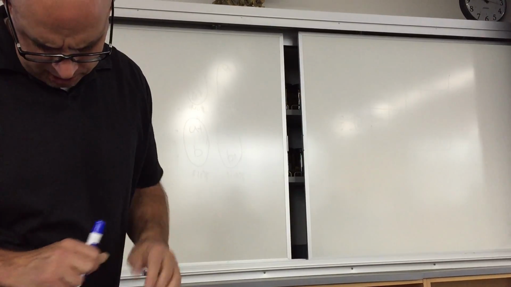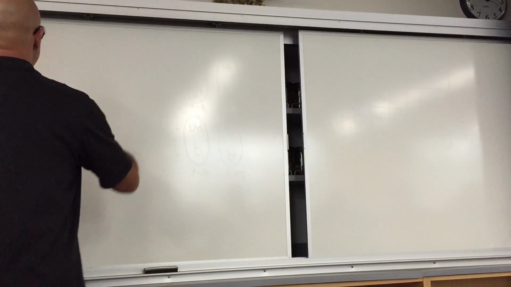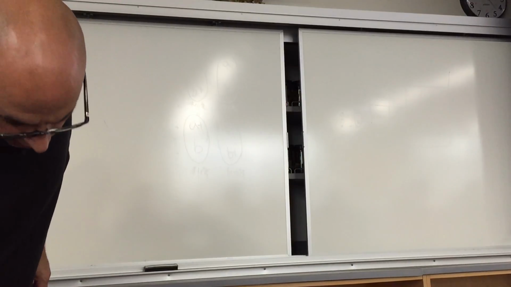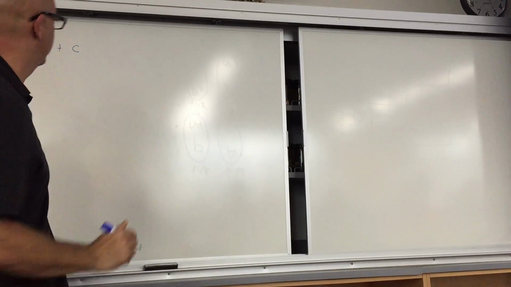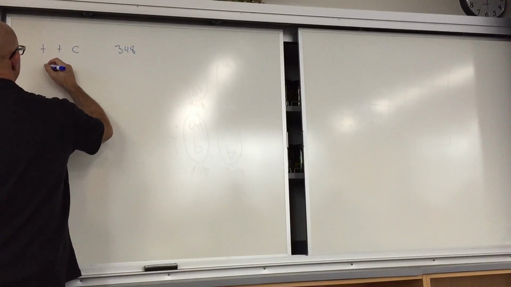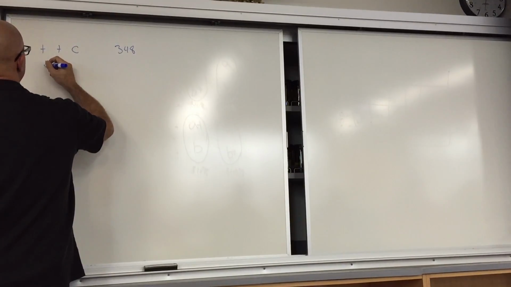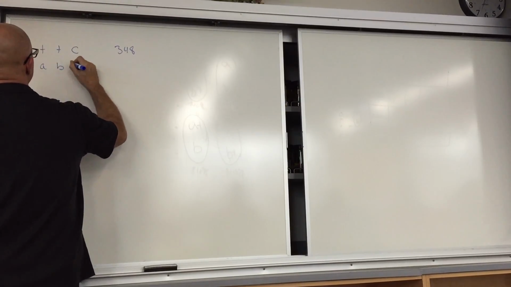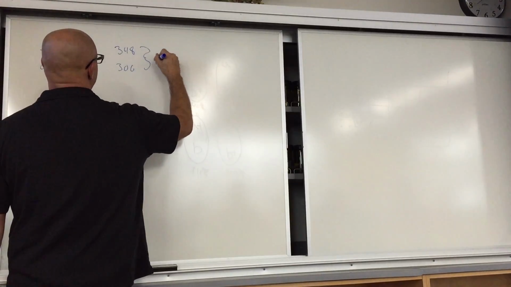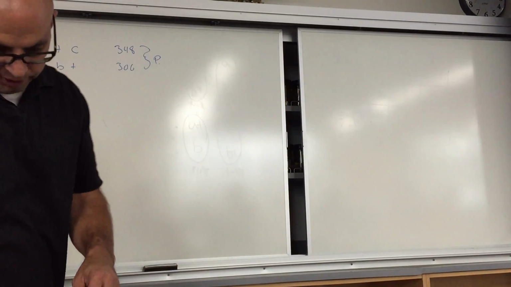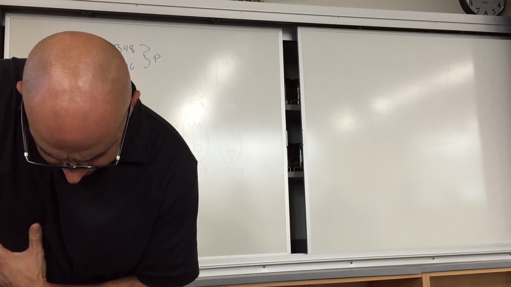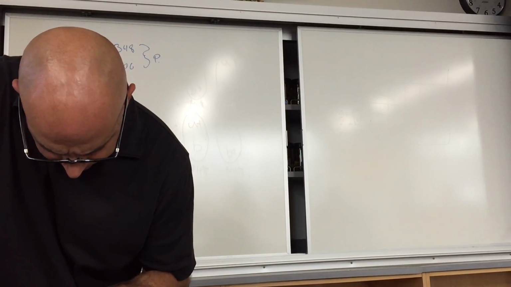So I'm going to write up the parentals as plus plus C, and the order is ABC, right? Yes, ABC. Plus plus C is 348. What's the other most common one? AB plus, 306. These are the parentals, right? And then what are some of the other ones? The ones that are around 100.